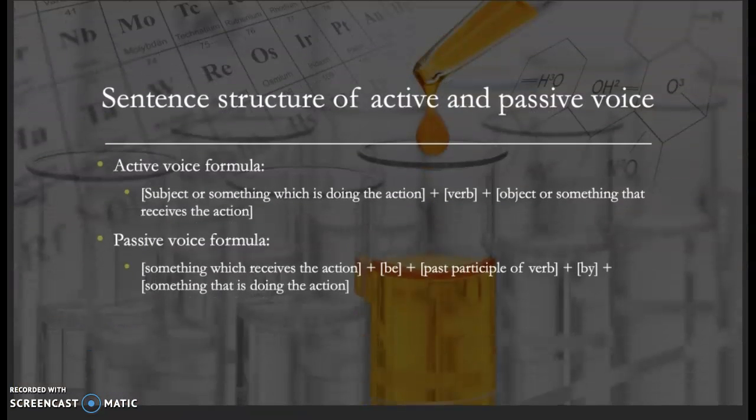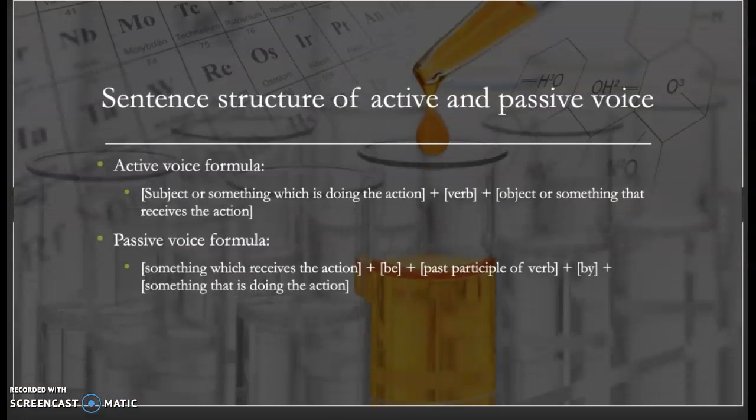Next, let's look at the sentence structure of an active and passive voice. For active voice, the formula is subject, which is the something doing the action, plus a verb, plus object, which is the something receiving the action. While the passive voice formula is something which receives the action, plus be, plus past participle of a verb, plus by, plus something that is doing the action.